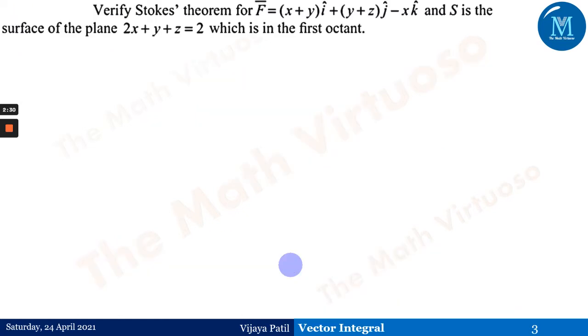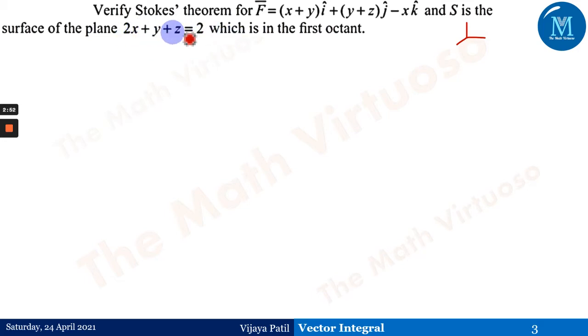So we'll go for the first question, a verification of the Stokes theorem. F bar is given to us and S is the surface. Now we have to check what type of curve this is. That means for this particular plane in XYZ, we have to check what the intercept on the X axis, the Y axis and the Z axis is.